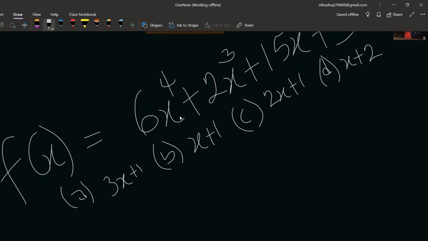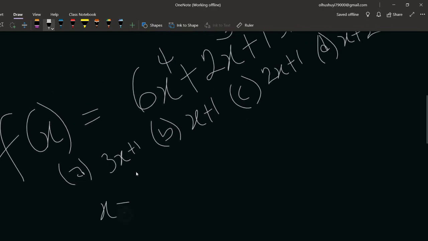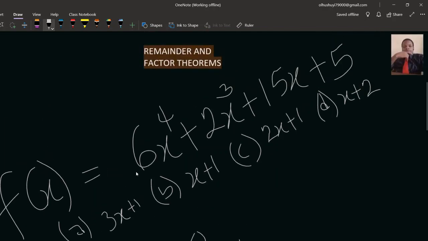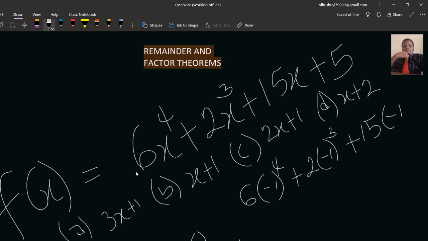Let's see what we have. If it's a factor, everything becomes zero. Let's take the second one, for example: x plus 1. x plus 1 equals 0, so you have x equals minus 1. Once x is minus 1, put it into this equation. We're going to be having 6 open bracket minus 1 raised to the power 4, plus 2 open bracket minus 1 raised to the power 3, and plus 15 open bracket minus 1, and plus 5.